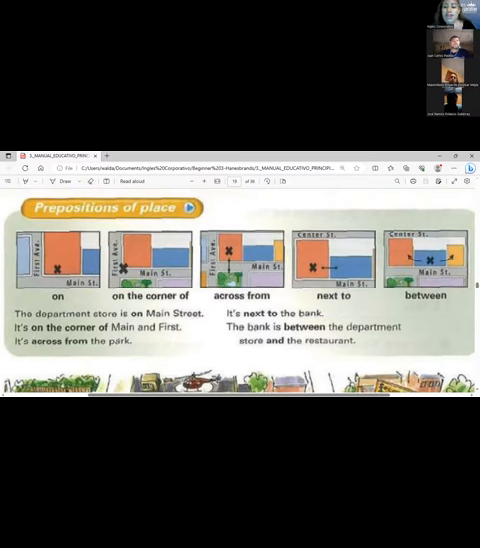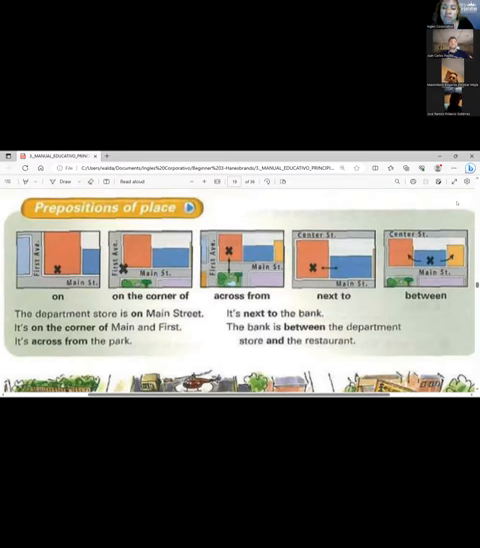Then we have next to. Next to means that they are side by side. So it's next to the bank. The bank is here and the other thing is right here. So they're next to each other. And finally, we have between. Between means that you have two things, and whatever it is that you have is in the middle of the two things. Do we understand?